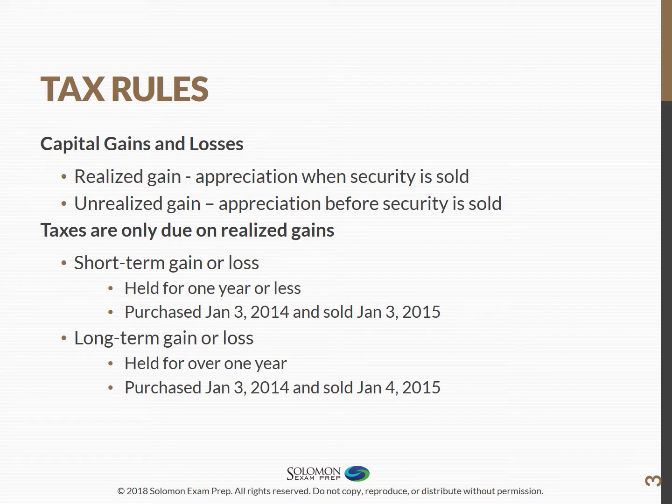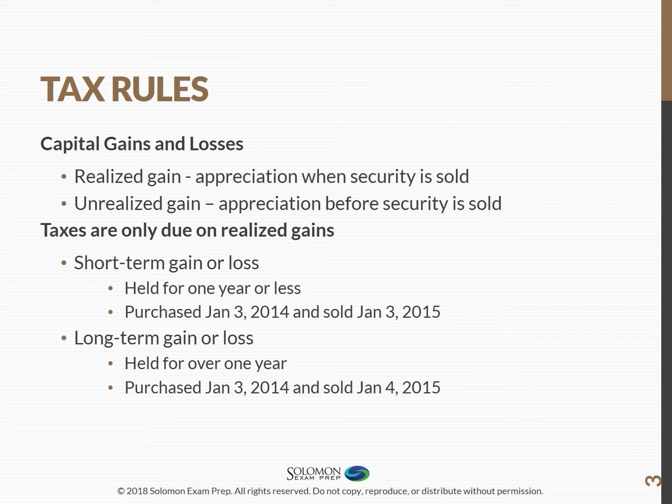A capital gain or loss is the change in value of a security over time. A realized capital gain is the appreciation in value from when the security was bought until it was sold. An unrealized gain is the appreciation in value before a security is sold. Taxes are only due on realized gains, not on unrealized gains.